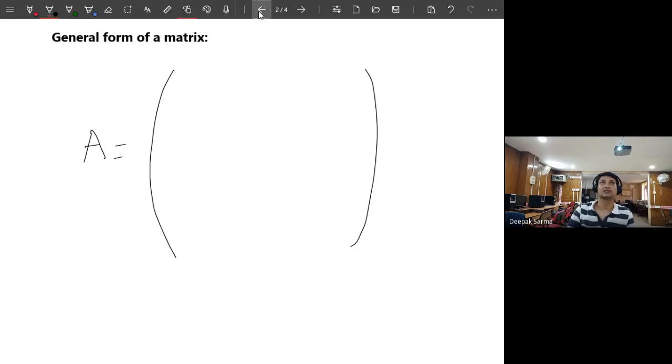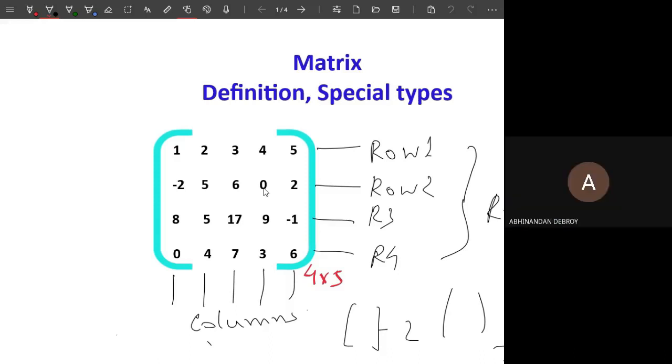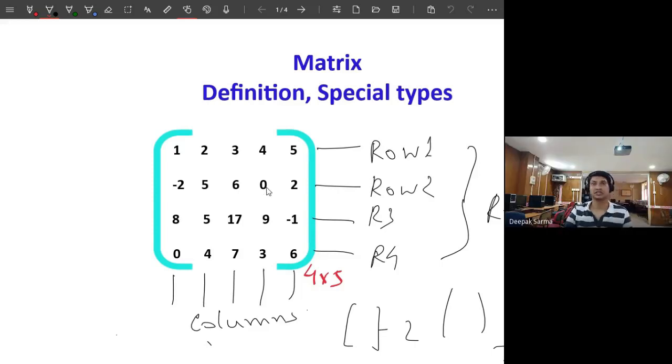But if I ask you a random question, suppose this 0, what is the position of this 0 element? Can you tell me? It is in the second row and fourth column. So 2, 4.